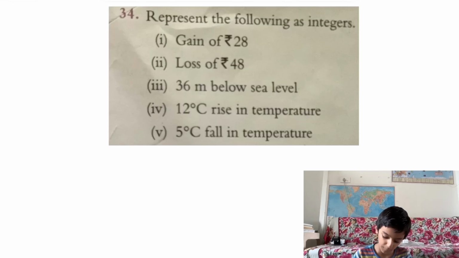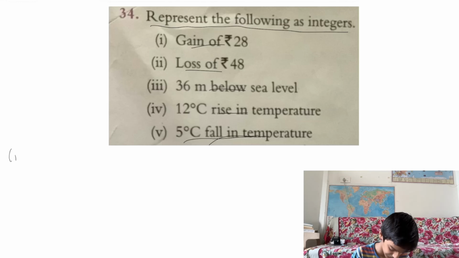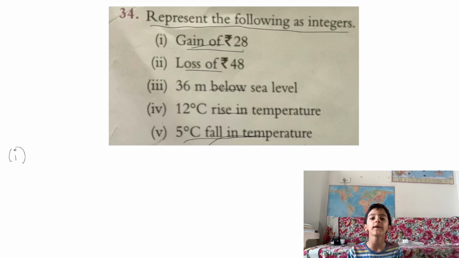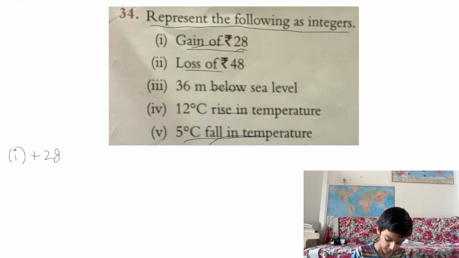Second question. Represent the following as integers. Here there are given some 5 statements and we have to represent all these 5 statements in integers. So first we'll represent the first statement. Here first is gain of 28. Gain means profit, and profit is represented by a plus symbol. And here there is a profit of 28. So answer of first is plus 28. Second part. Loss of 48. Loss is represented by minus sign and there is loss of 48. So the answer of the second part is minus 48.